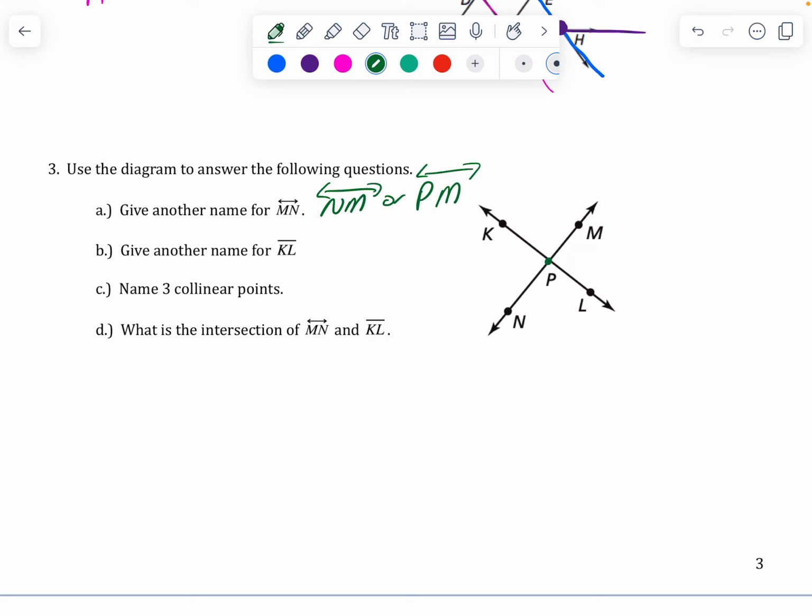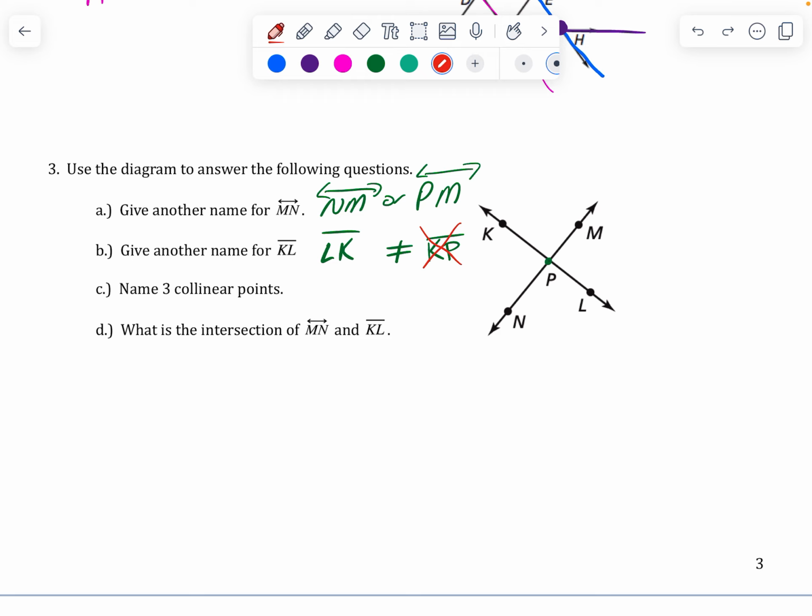Another name for line segment KL. So it's a segment because it doesn't have the arrows. So another name for segment KL would be segment LK. This one you cannot do, it would not be equal to segment KP. We can't do that because KP would just be this segment and not the whole thing. Whereas the line goes on both directions. So if I do line PM, it goes in both directions, so it includes the rest of the line.